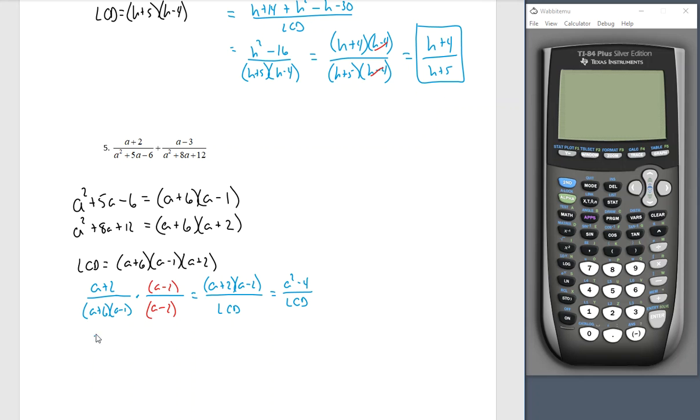The second one, a plus 3 all over a plus 6 times a plus 2. What is it missing from our common denominator? Are you serious? Do you see what I see? Do you see this mistake right here? I have an a plus 2. I multiplied by an a minus 2. A plus 2. None of that is correct.